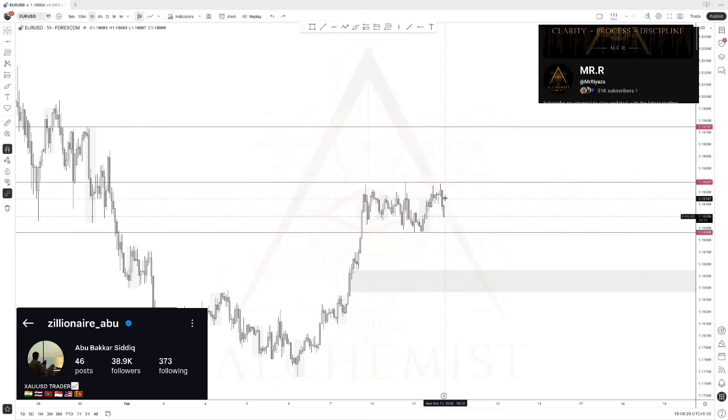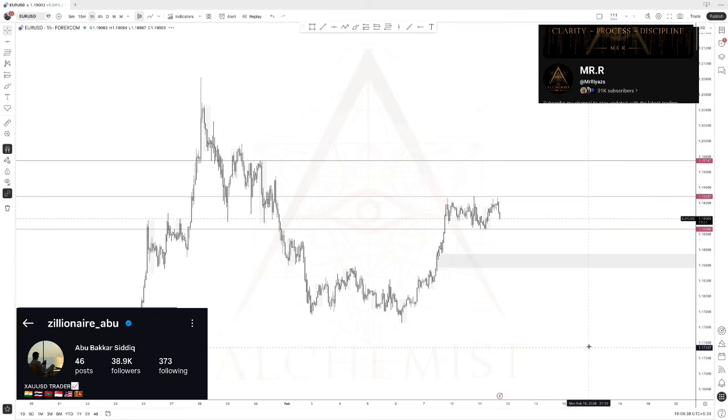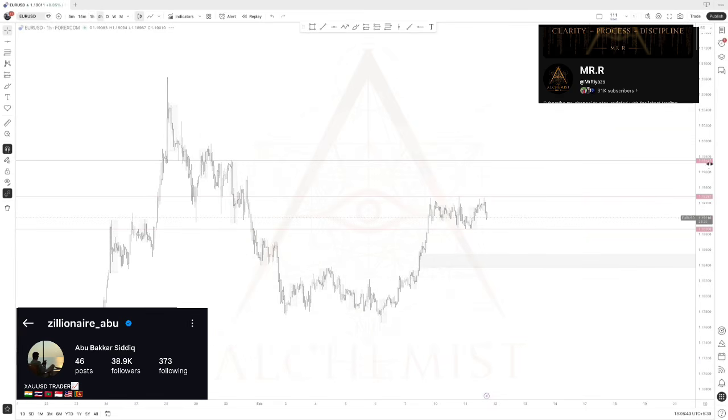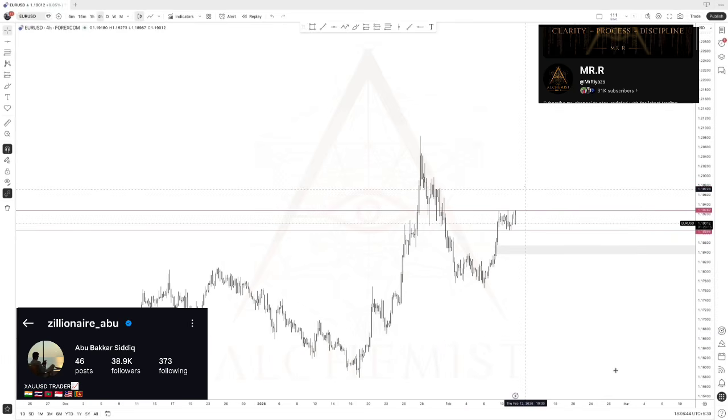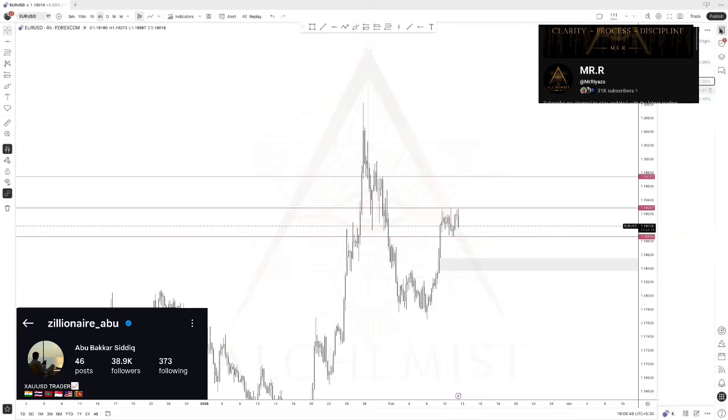I'm expecting the same exact thing today as well because there are equal lows here. Maybe NFP can wipe this out, wick into somewhere here, and then slowly start climbing up. So let's see if we get any setups, or else we will have to wait till tomorrow. So this is what I have for today. Let's see what's going to happen. And let's take a look at UCAD.